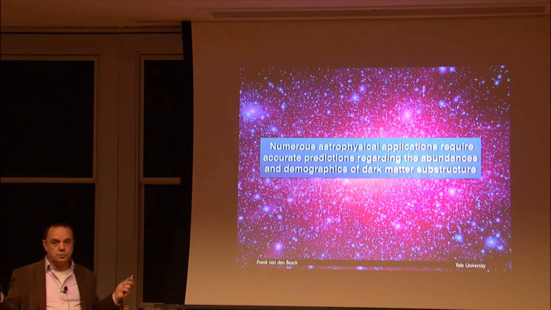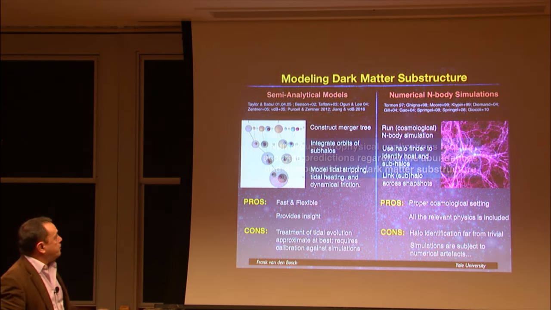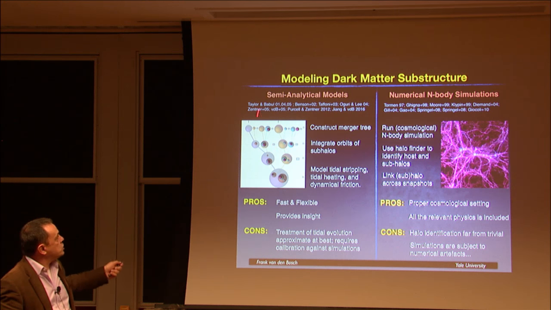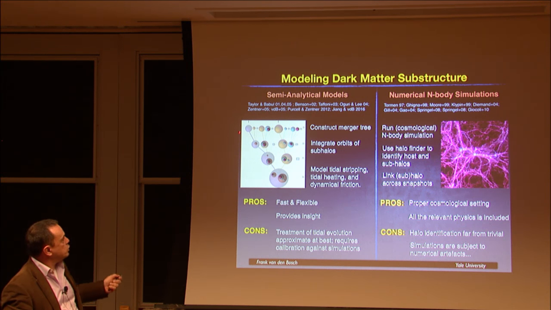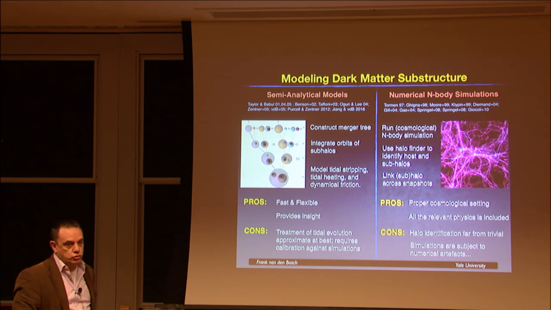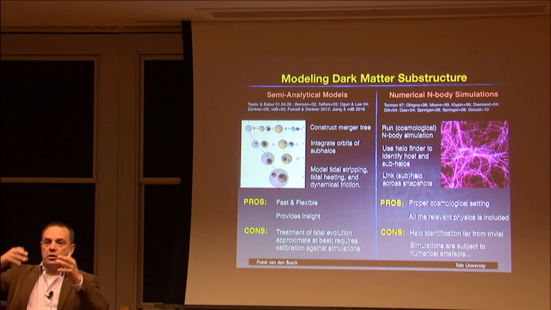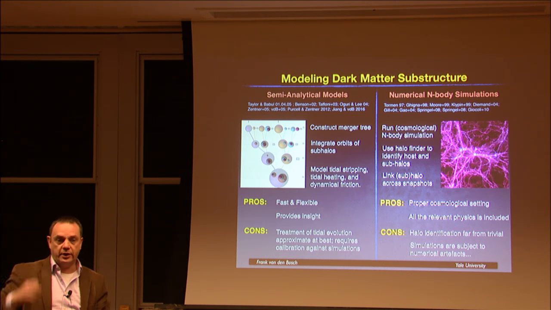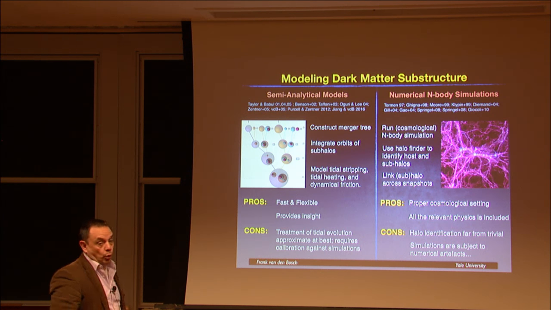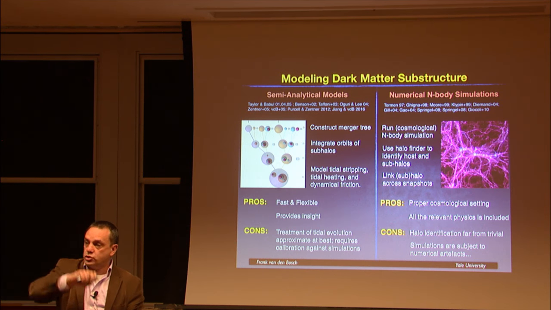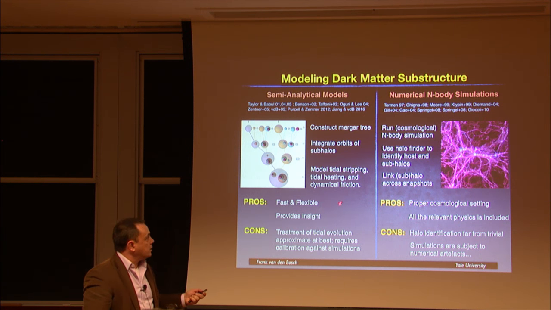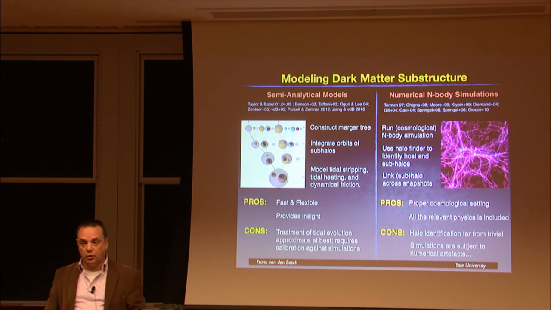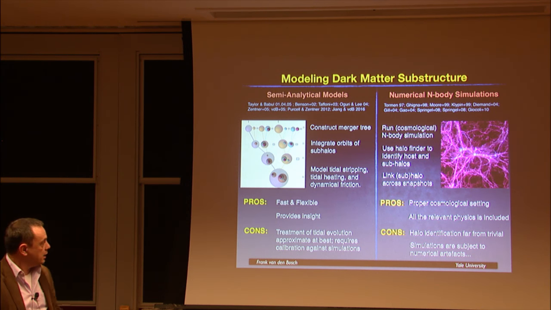So how can you make such predictions? There's basically two approaches. Either you say, okay, we're going to use a semi-analytical model. That basically consists of the following steps. You construct a merger tree. The merger tree of the halo describes when each halo accretes all its subhalos, and what the masses are at accretion. And then you integrate the orbit of these subhalos as they move in their host halo, and you treat effects like tidal stripping, tidal heating, and dynamical friction. Or you try to treat that.